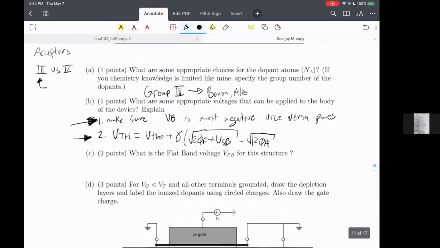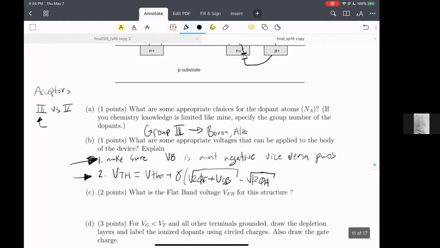Okay. And in this situation, since the gate and the body are equal, then the flat band voltage is going to be equal to 0.